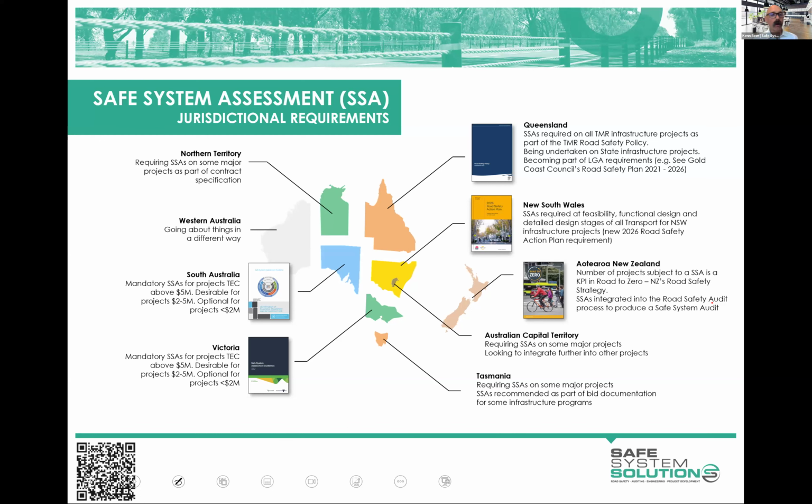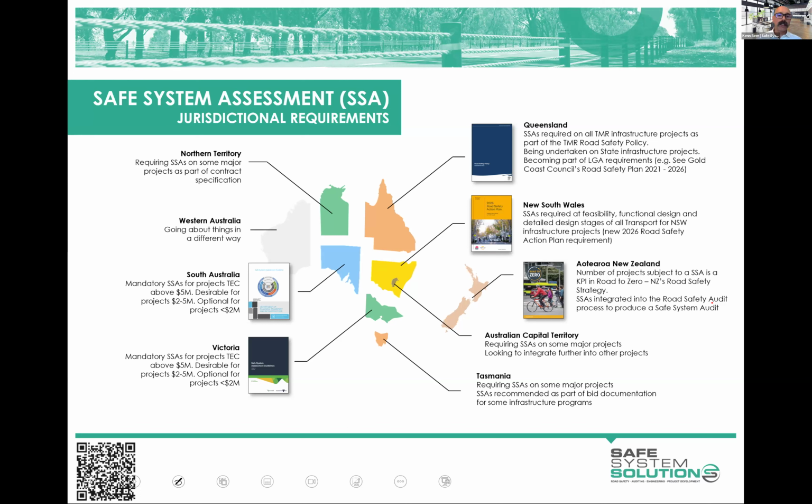So I've just popped this diagram in to show the specific requirements from different jurisdictions for safe system assessments. Certainly Queensland, in the TMR road safety policy, has said safe system assessments will be done on all infrastructure projects. New South Wales, in the recent release, has said that at feasibility, functional design and detailed design stages of infrastructure projects, safe system assessments will happen. Victoria has some specific criteria based on the total estimated cost of the project, which is the same as South Australia.